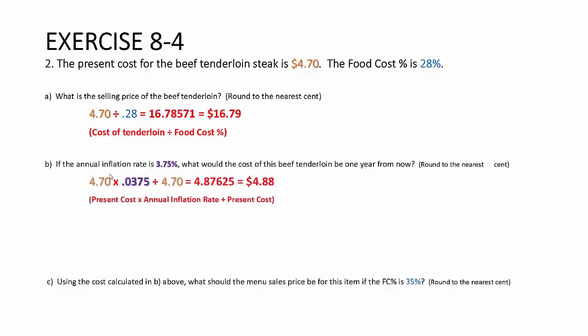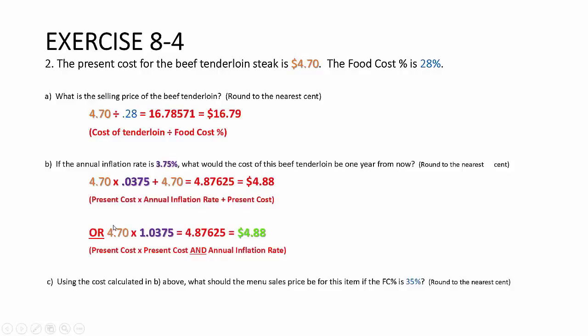So again, we take the cost of $4.70, multiply it by 3.75%, or decimal 0.0375, the decimal equivalent, and then add it back to the $4.70, unrounded number. Rounded, the number becomes $4.88. And of course, there's the one-step process, the cost of $4.70 multiplied by 1.0375, and again, we get the very same answer as we did using the other method.